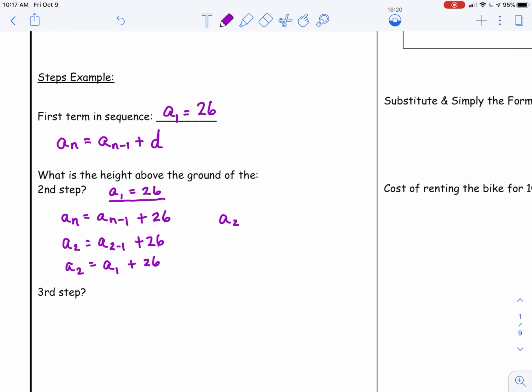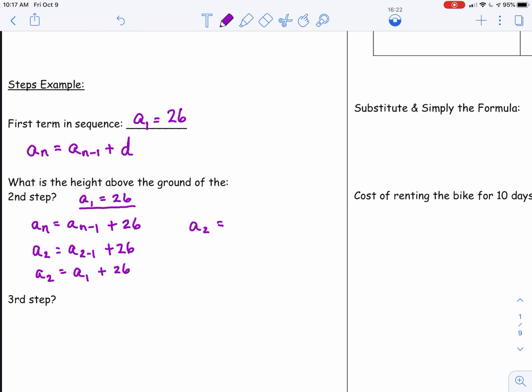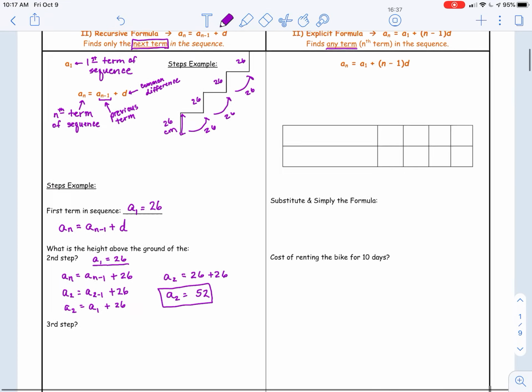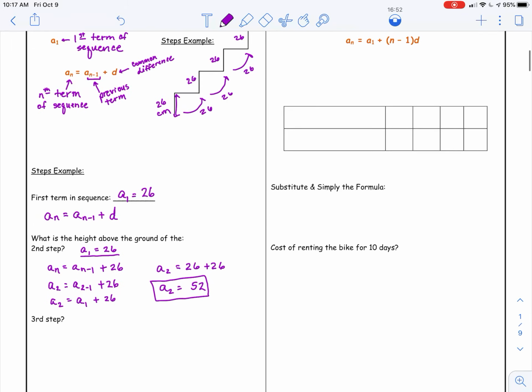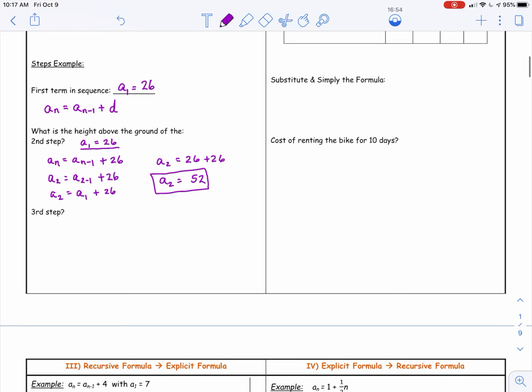Over to the side here, there should be enough room for you to just finish this up. We're going to plug in, or substitute, for a1, so it's going to be 26 plus 26. So the second term in my sequence is actually 52. Like I said a moment ago, you could look at this example up top by looking at the stairs and say, well, the height from the ground up through my second step is 52 centimeters. I can continue to do that, continue to add on the 26, right?